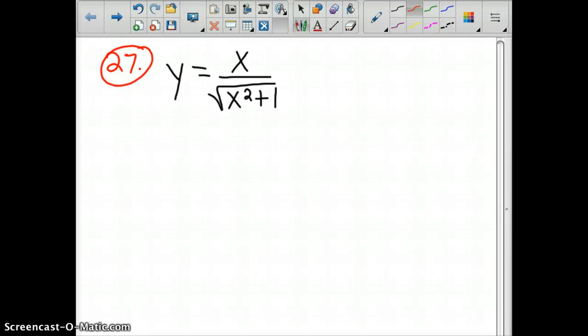Hey guys, this is number 27 that you requested I do from the homework assignment. The algebra gets a little intense, so we'll go through it nice and slow. I'm going to give you two approaches to it.